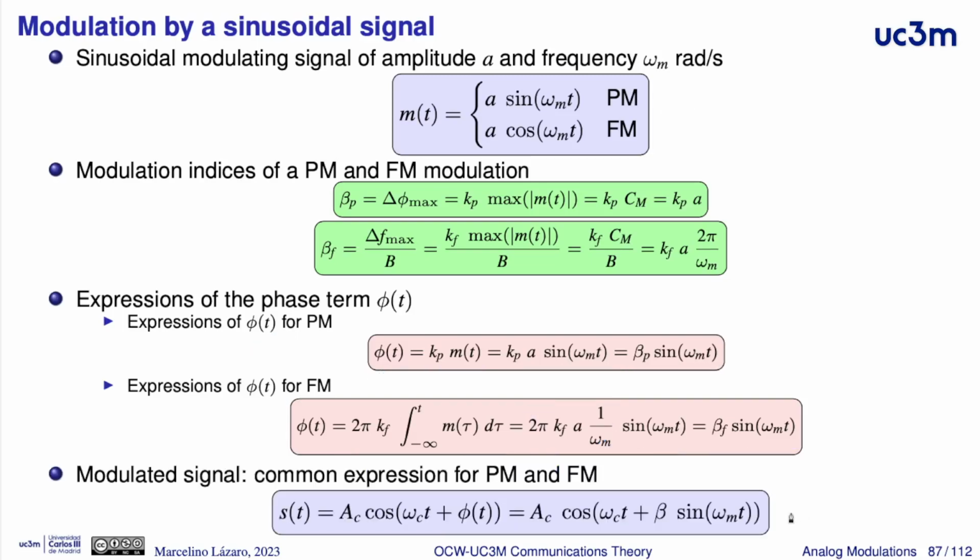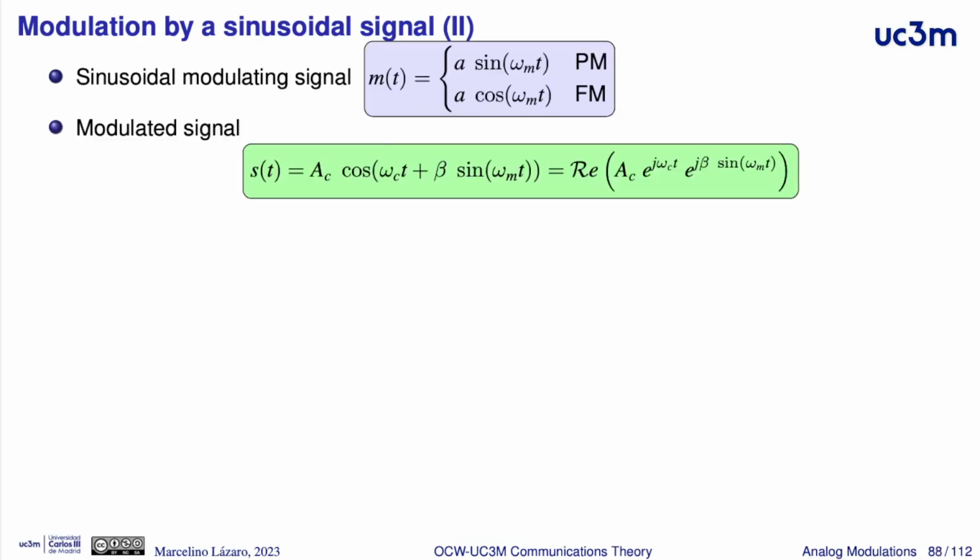Finally, for both modulations, it is possible to write the modulated signal as this expression: a carrier function, a cosine with frequency omega c times t, and with the phase argument equal to the modulation index times a sine with the frequency of the modulating signal m of t. Now, with some very simple mathematical manipulations, we will obtain an alternative expression for this modulated signal. First, a cosine can be written as the real part of a complex exponential, and we separate in the product of two complex exponentials the addition of the two terms that we have here.